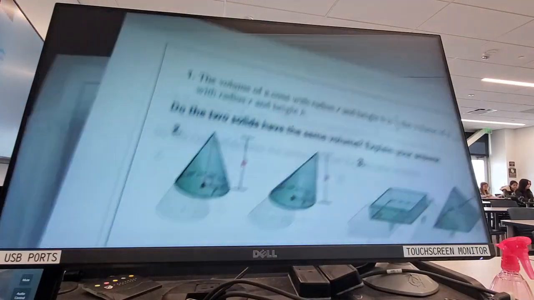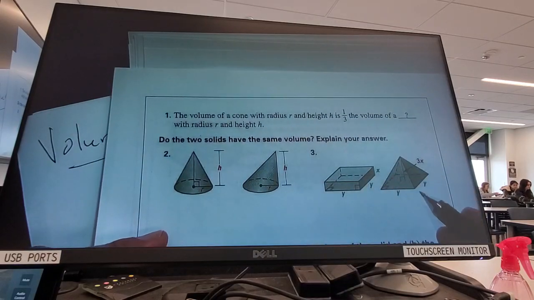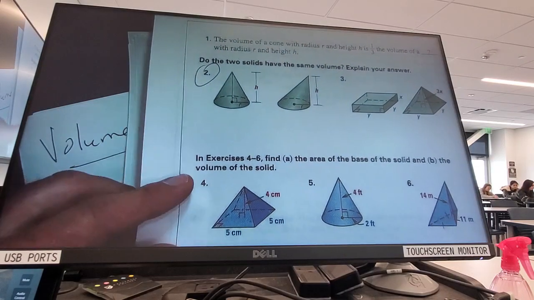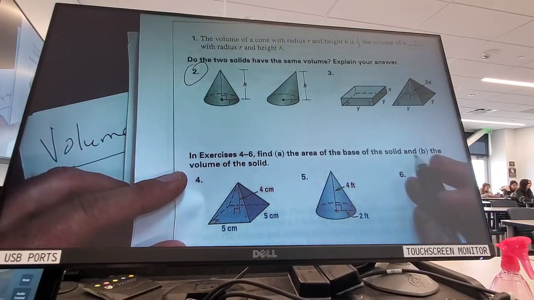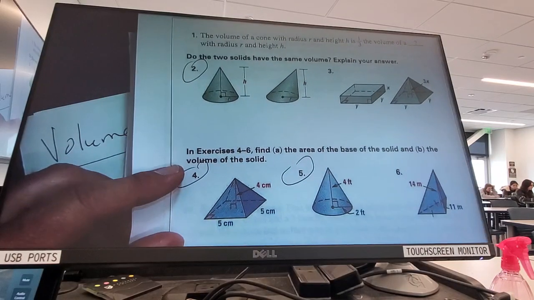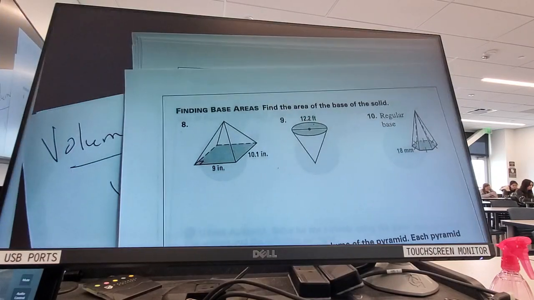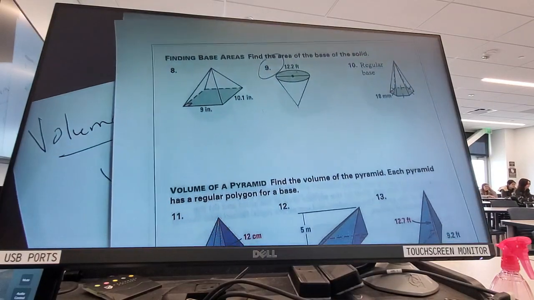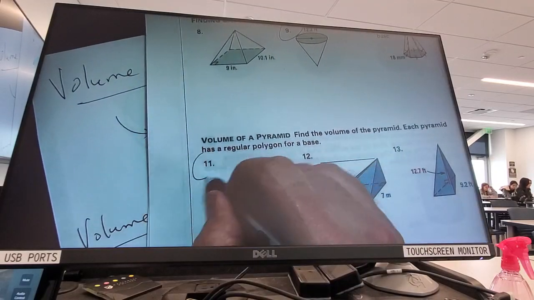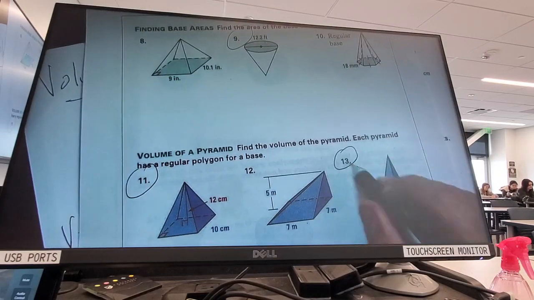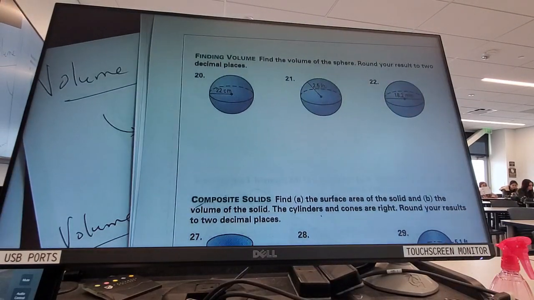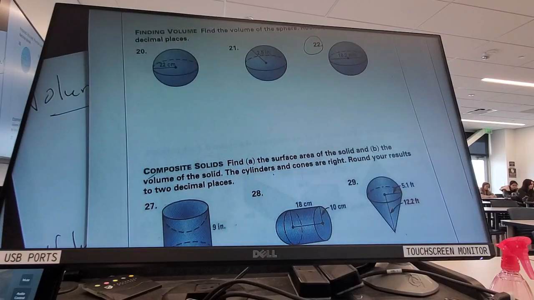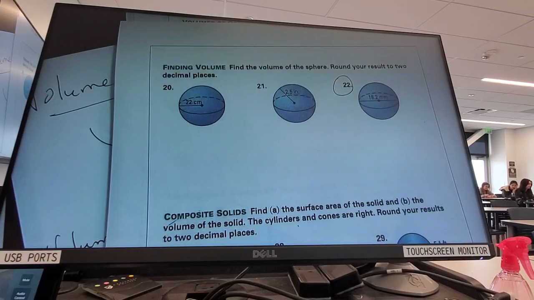And then finally, well, not finally, sorry. Yeah, let's do number 2 and 4 and 5, 9, and 11 and 13. Oh, there's more. Spheres are straightforward, so we'll just do 22. Yeah, okay, that's plenty.